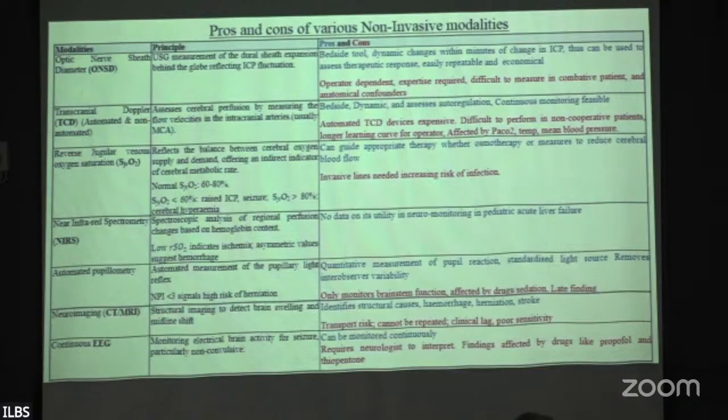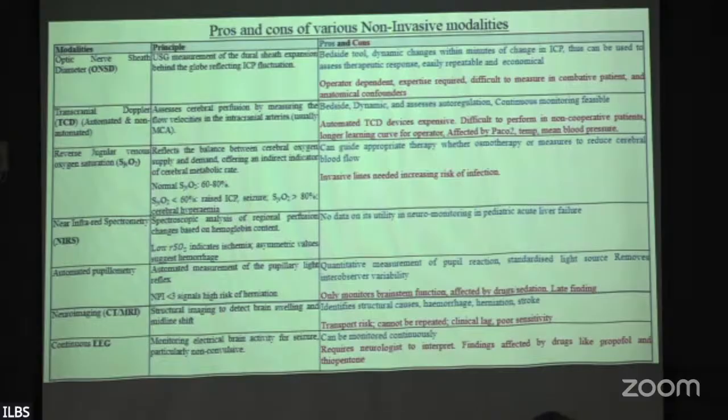Among these many modalities, the most commonly used are ONSD and transcranial Doppler. The pros of ONSD are that it is a simple bedside tool which shows dynamic changes within minutes of change in ICP, can be easily taught to an operator, and is easily repeatable and economical. Similarly, transcranial Doppler is also a good bedside dynamic tool to assess autoregulation, and continuous monitoring is also feasible.